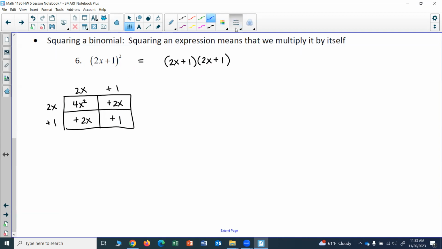So now I look for like terms. My like terms here are 2x and 2x. So adding those together, that's going to give me a plus 4x. And so my final answer, after I've combined like terms, is going to be 4x squared plus 4x plus 1. That's the final answer after having combined like terms. And you can get to that using the FOIL method or, as I showed, the box method.